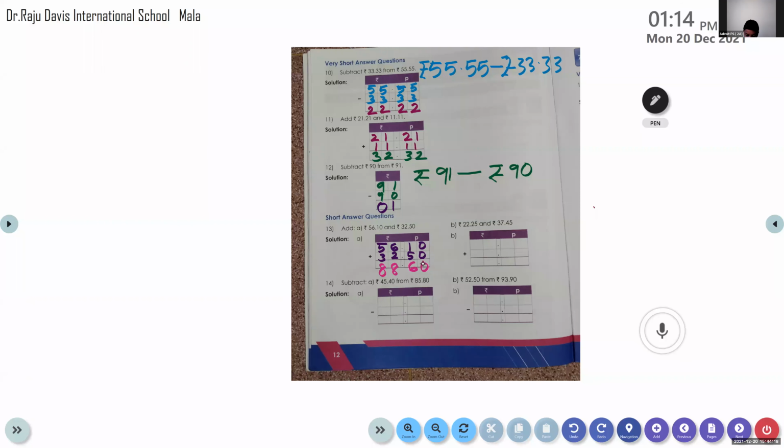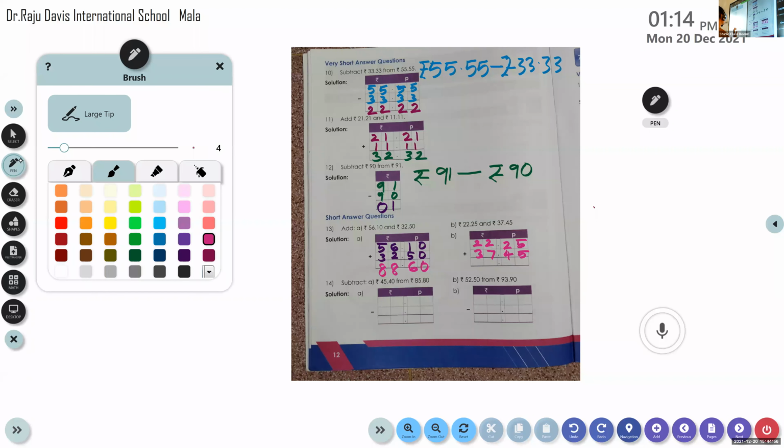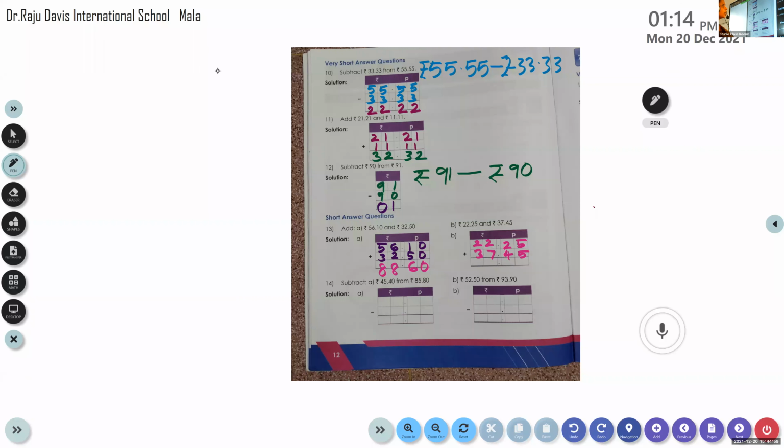22 rupees 25 paise and 37 rupees 45 paise. No need to say point again. 37 rupees 45 paise. Please do it and tell me the answer. So let's write the numbers here. 22 rupees 25 paise. 37 rupees 45 paise. Do it. Here we have to regroup the tens place. Do it and tell me the answer.